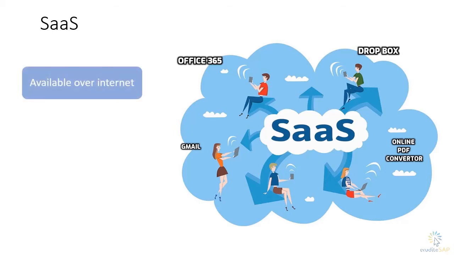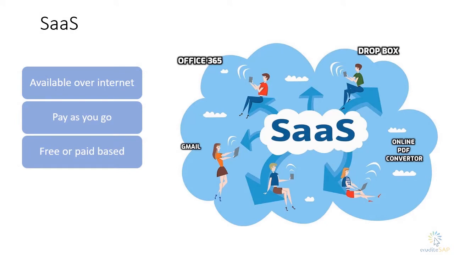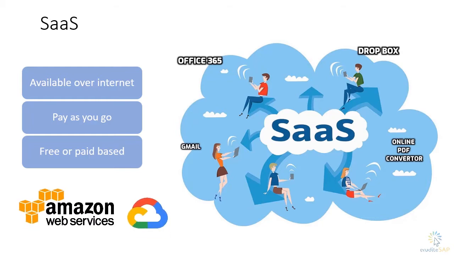Software as a service allows users to connect to and use cloud-based apps over the internet. Software as a service provides a complete software solution which you purchase on a pay-as-you-go basis from a cloud service provider like Amazon or Google. You rent the use of an application for your organization.